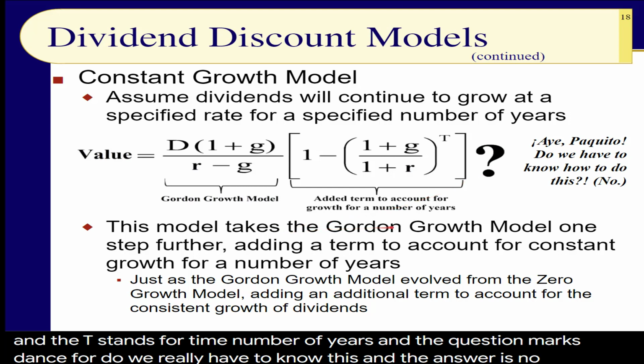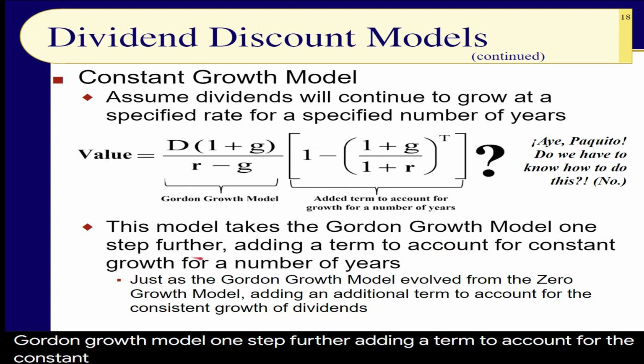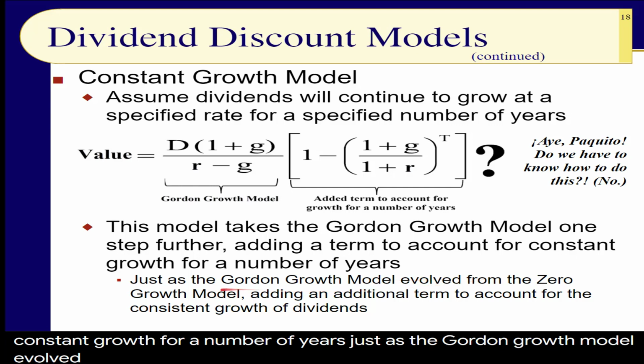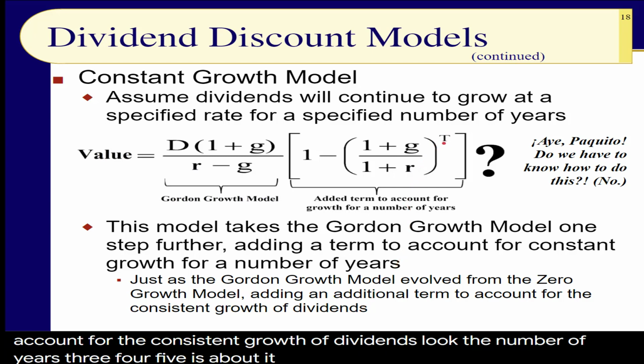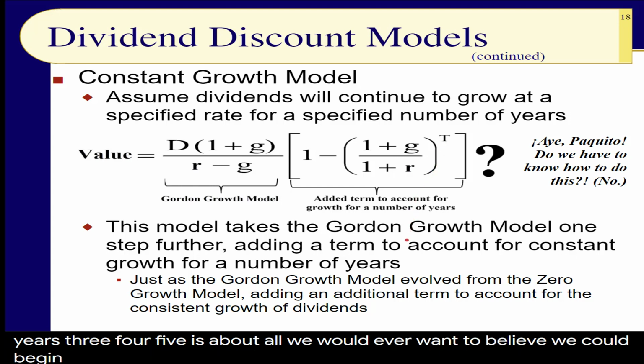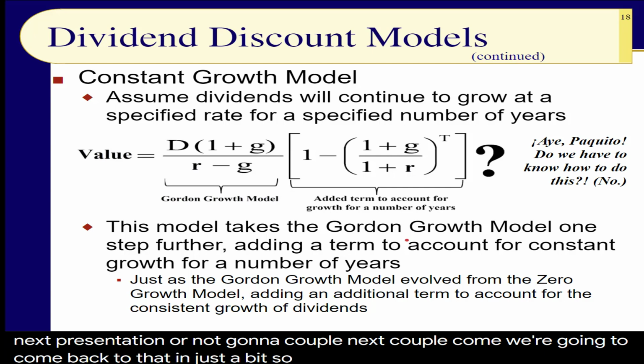This model takes the Gordon growth model one step further, adding a term to account for the constant growth for a number of years. Just as the Gordon growth model evolved from the zero growth model, adding an additional term to account for the consistent growth of dividends. Look, the number of years, 3, 4, 5, is about all we would ever want to believe we could begin to see into the future. And we're going to come back to that in just a bit, so stick with us.